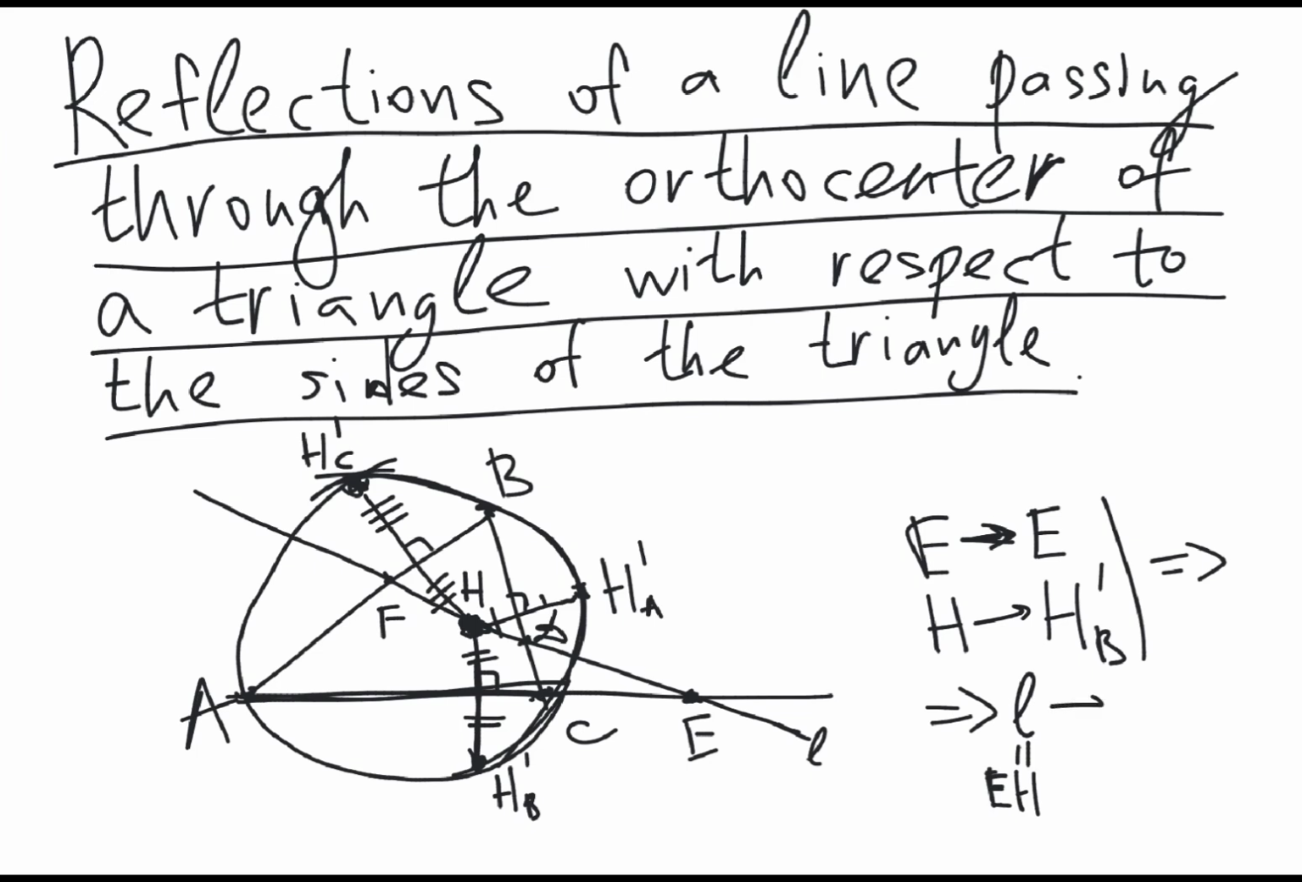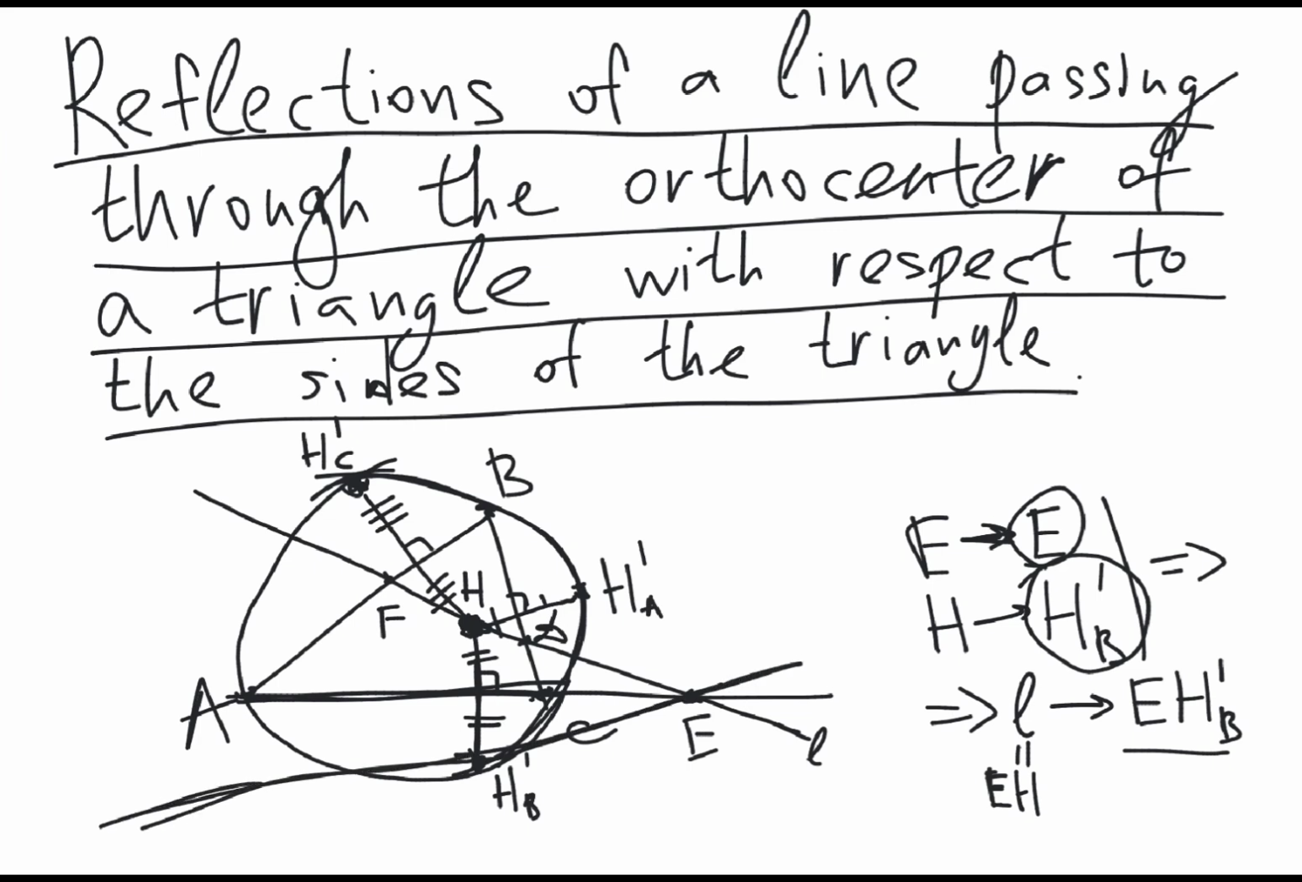So this line L is then mapped to the line EHB prime, because a line is determined by any two points, and we constructed two points in the mapping of the line L. Therefore this whole reflection is just the line EHB prime, and a line is always mapped to a line under the axis symmetry. So this line is something like this.